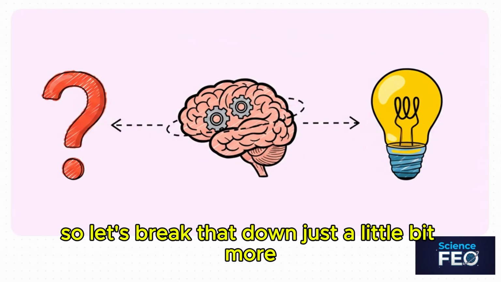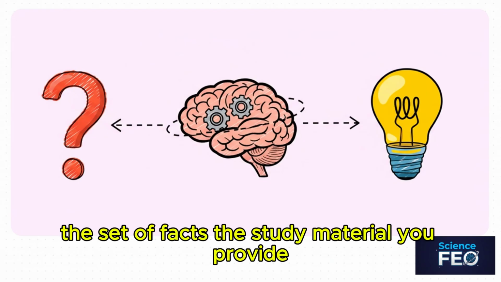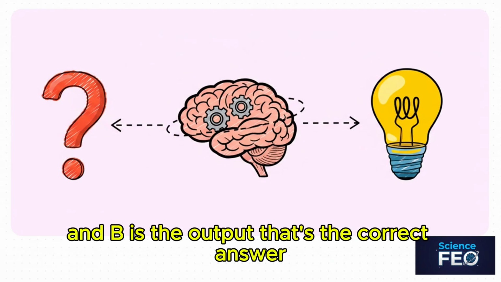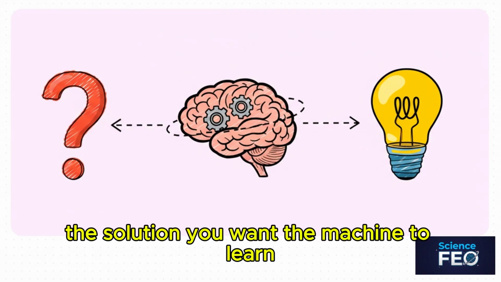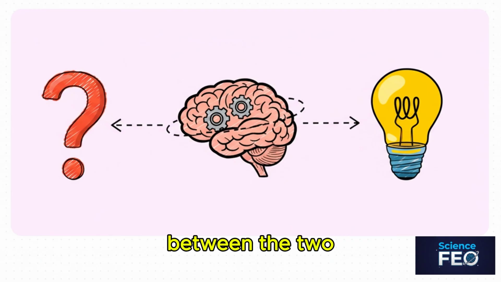So let's break that down just a little bit more. A is your input. That's the question, the set of facts, the study material you provide. And B is the output. That's the correct answer, the solution you want the machine to learn. The machine's entire job is to just figure out the hidden connection between the two.